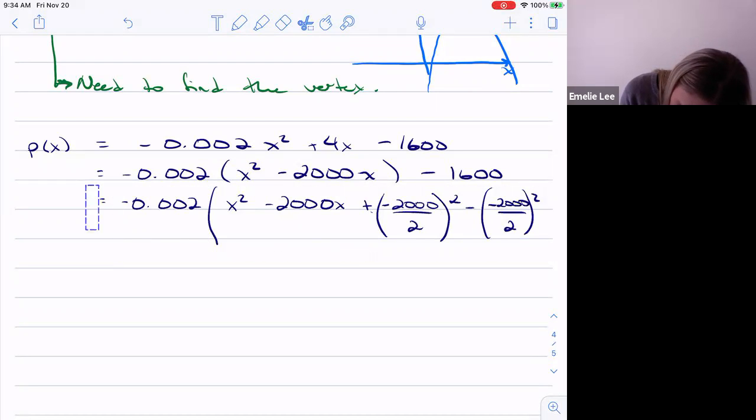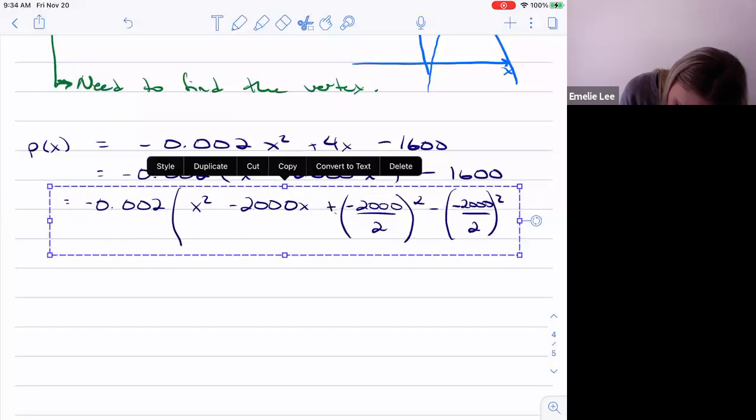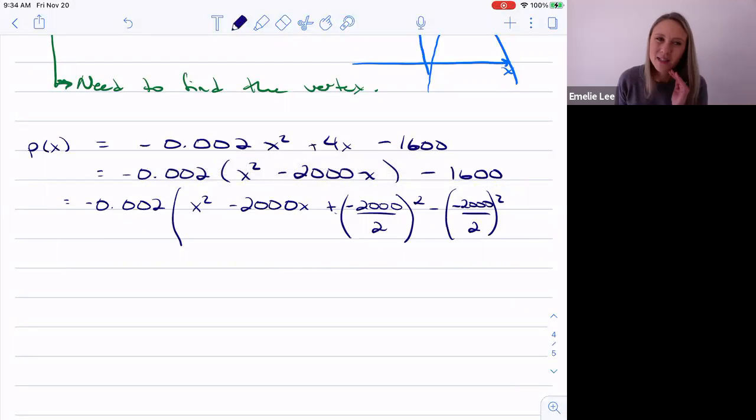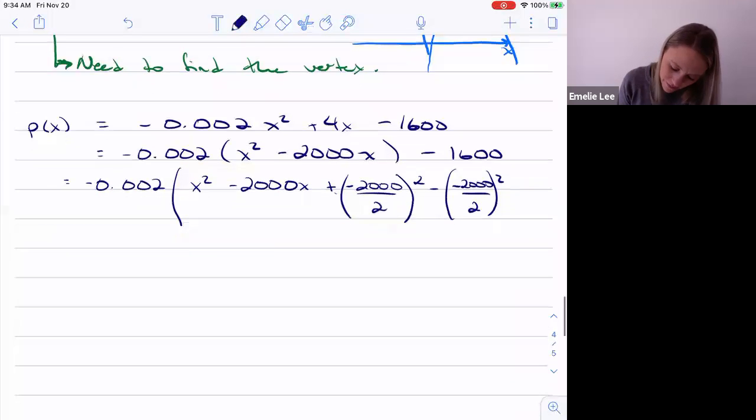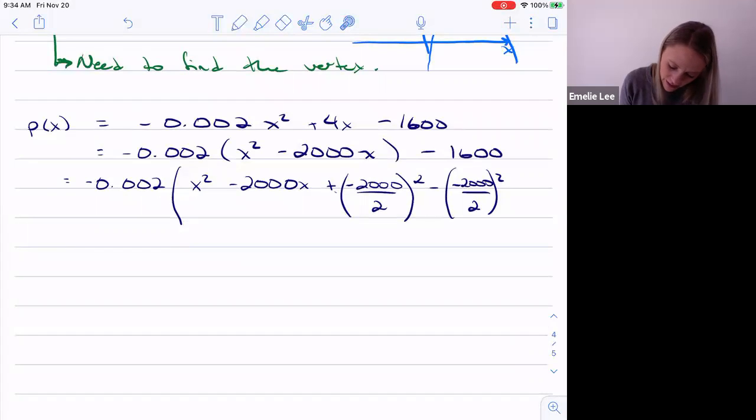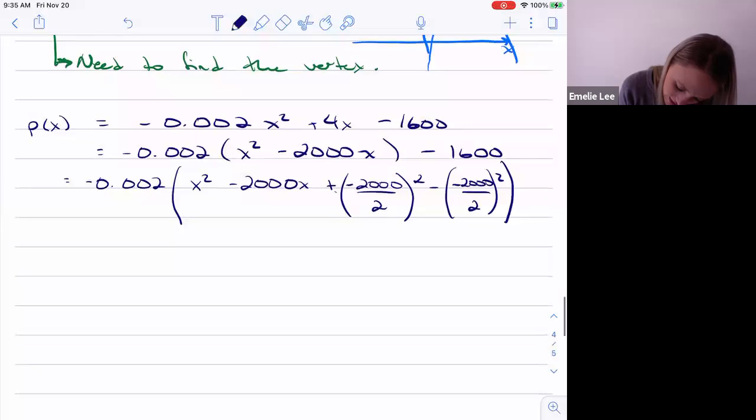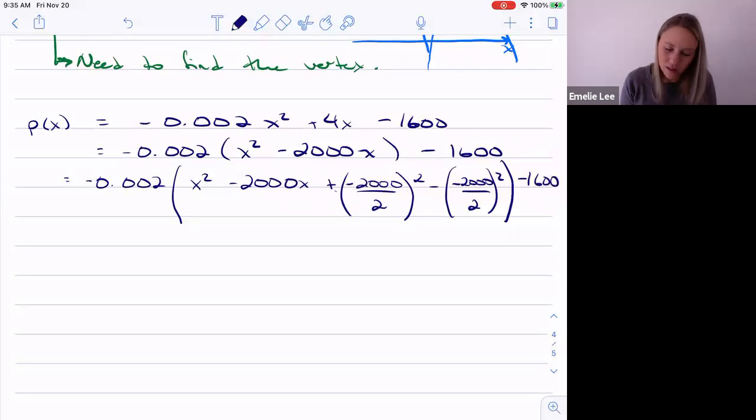I need to make some room here. I always want to stack it. You should be stacking your equal signs, but I write too big in the beginning is often my problem. So I have the luxury of moving things over, but you should be stacking your equal signs. So I have plus something minus the same thing. I'm adding 0 technically, right? That's all times this negative 0.002. And then on the outside, I've got minus 1,600.